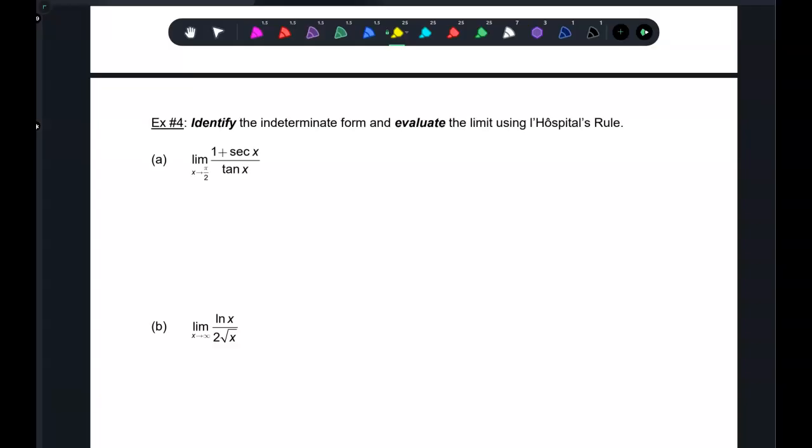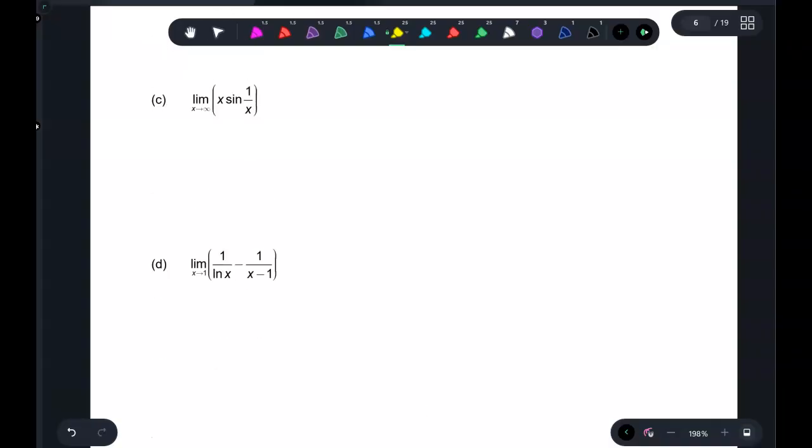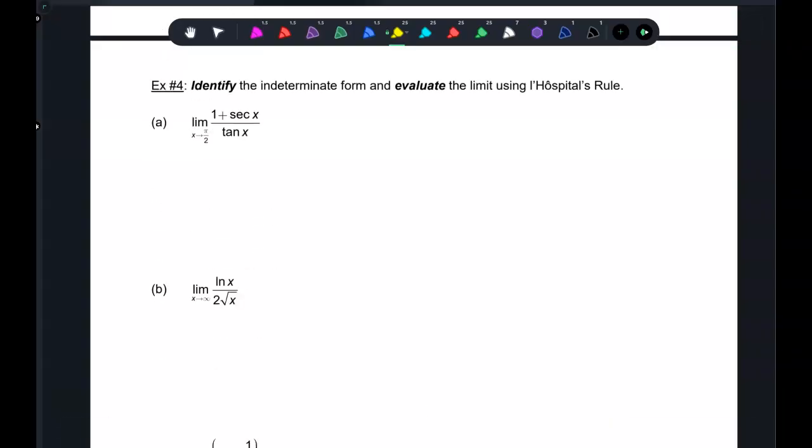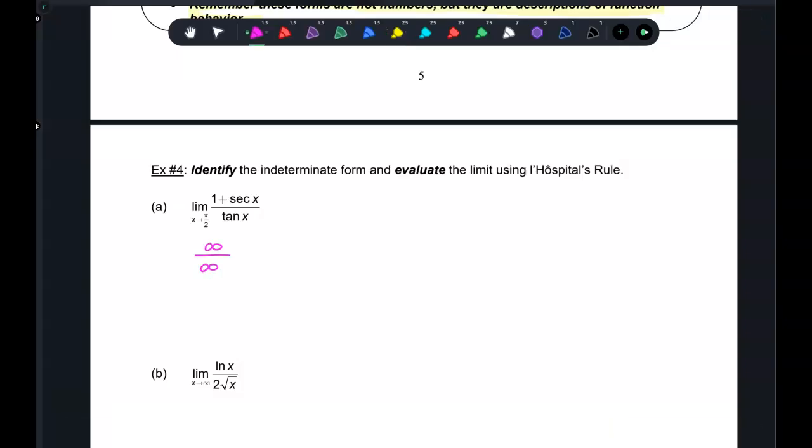An indeterminate form is just saying it's 0 over 0, infinity over infinity. We'll have some other ones down here that are new. So this one is infinity over infinity. I'll just write that, because at pi over 2 there are vertical asymptotes.